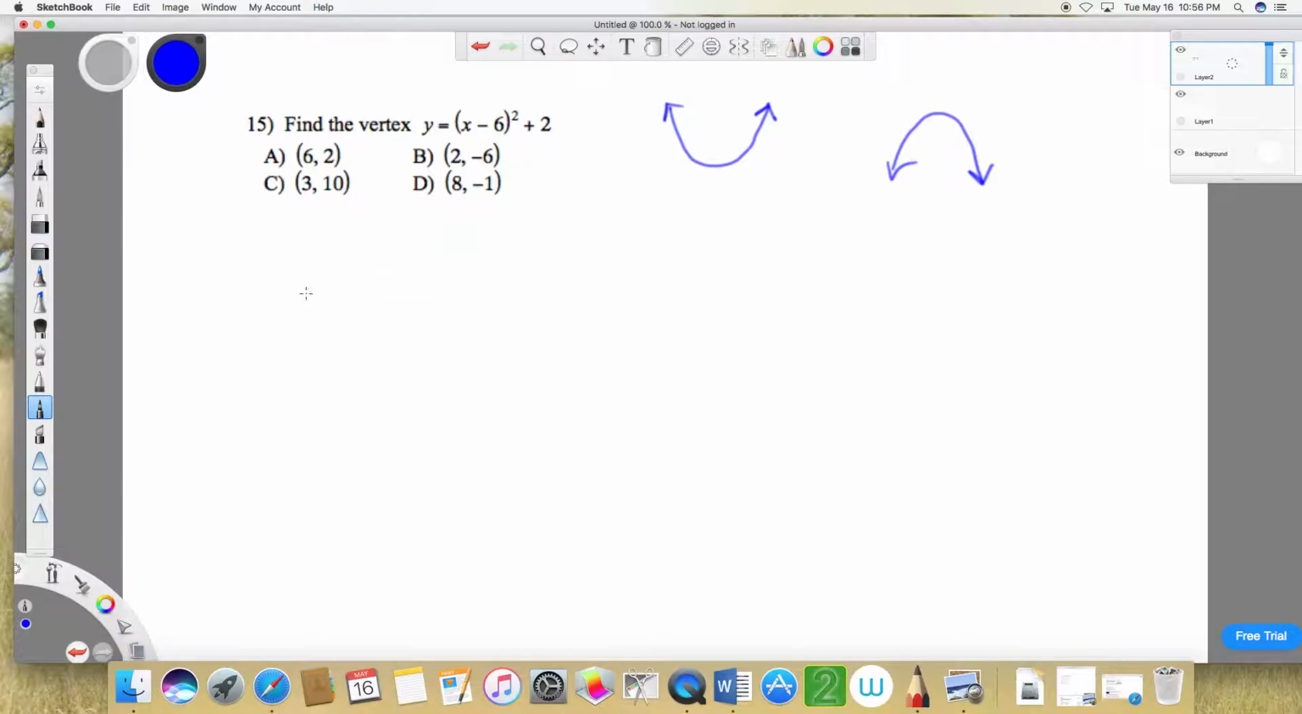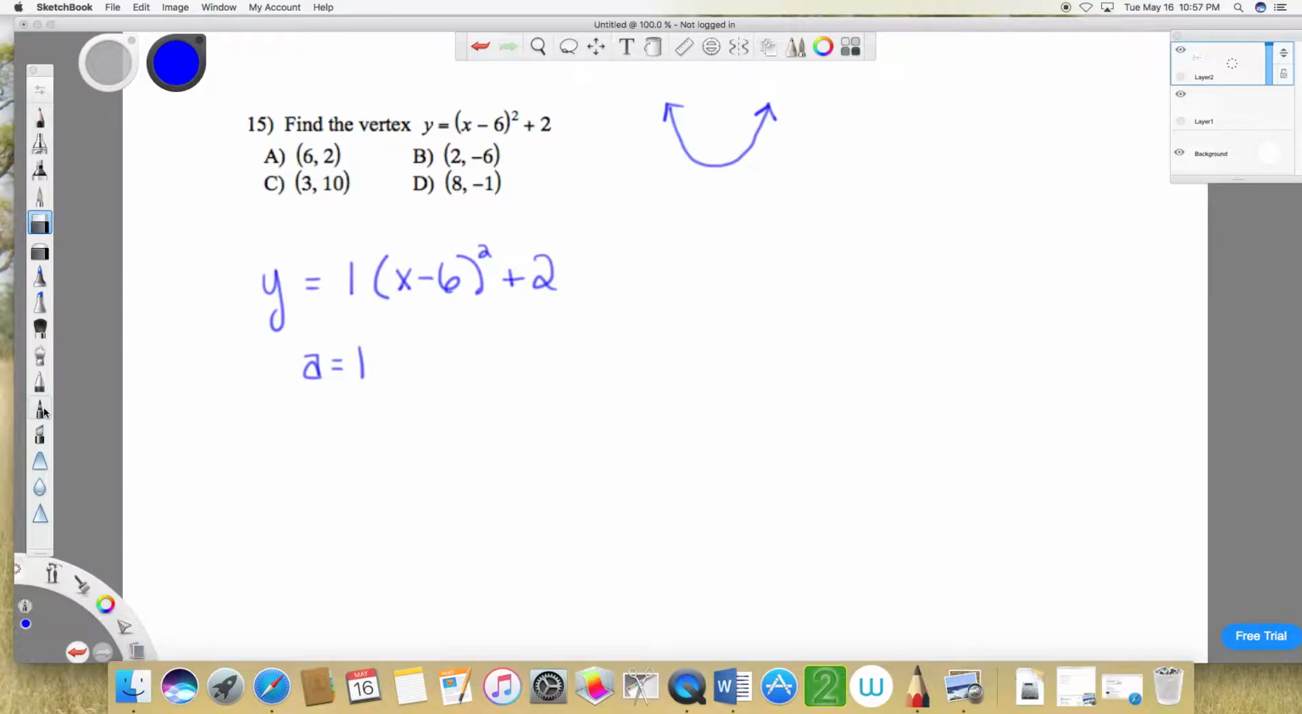I'm going to rewrite this equation. I'm going to put a 1 right here, and that's not changing the solution set to this equation. That is what we refer to as a. a is equal to 1. If a is positive, the parabola opens upward. If a is negative, it opens downward. So I know for this problem that my parabola is opening upward.